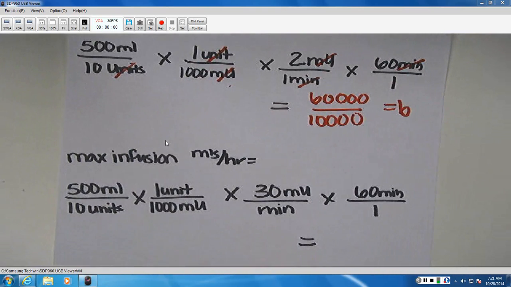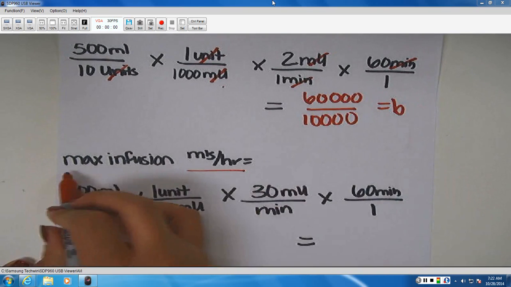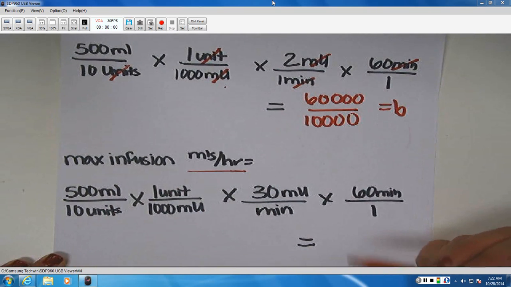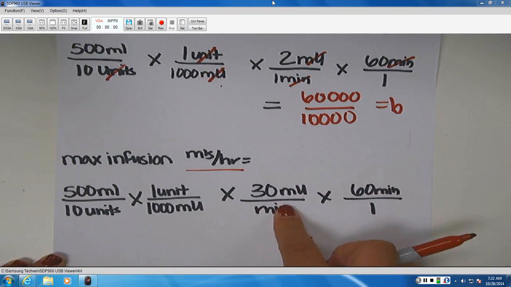And then the last one, what is the IV rate for the maximum infusion? So the dose, it says here that the maximum dose is 30 milliunits per minute. So if I keep increasing my pump setting and I get to that 30 milliunits per minute, how many mLs per hour is that going to equal? So how many mLs per hour, our maximum infusion, will the pump be set at to equal 30 milliunits per minute?